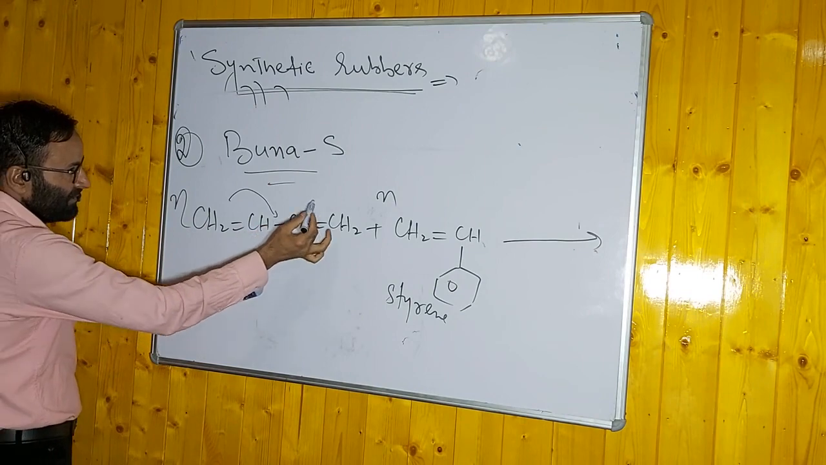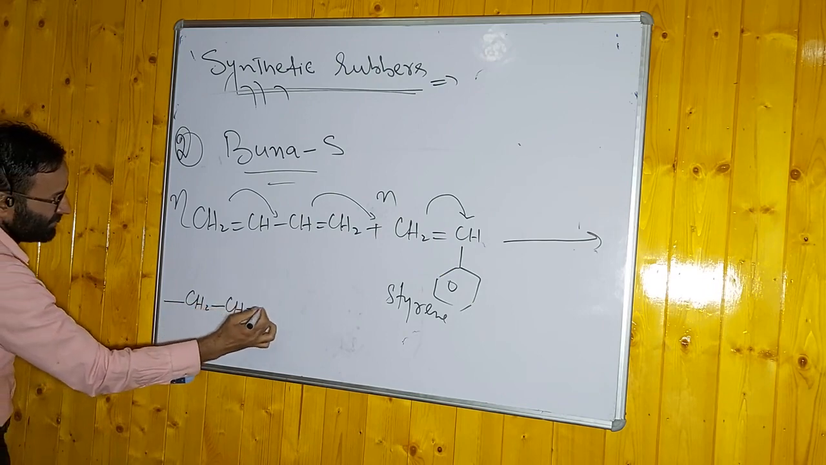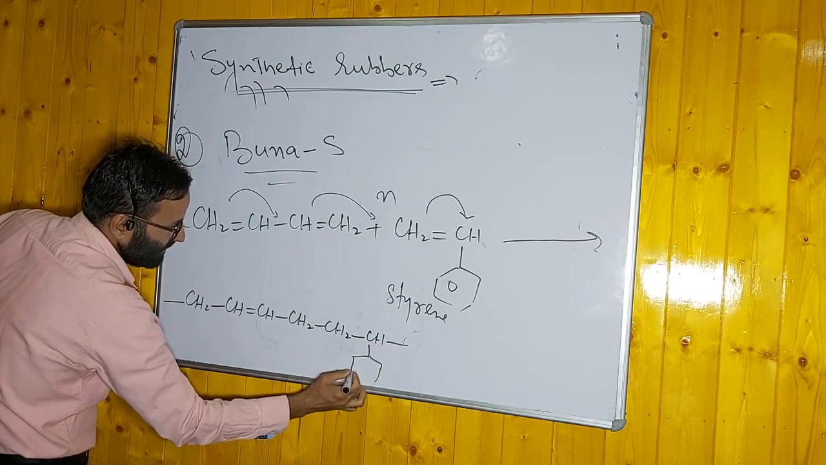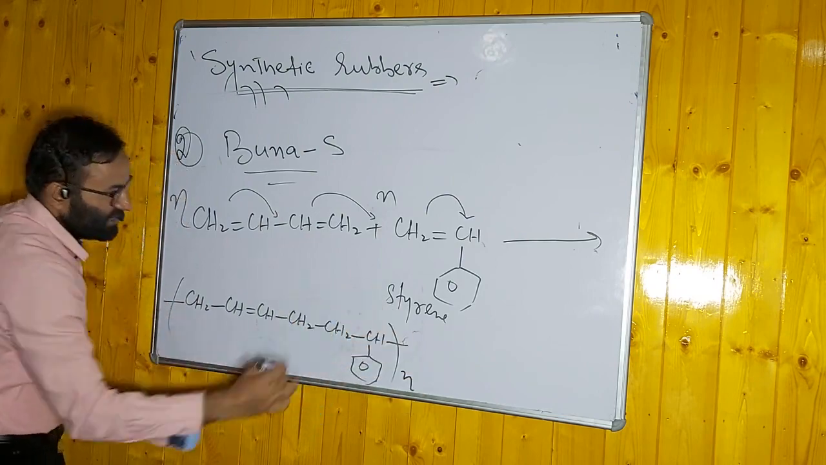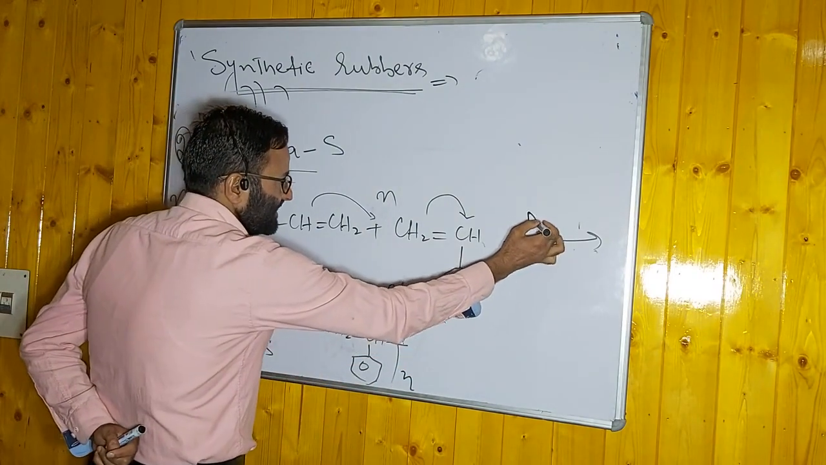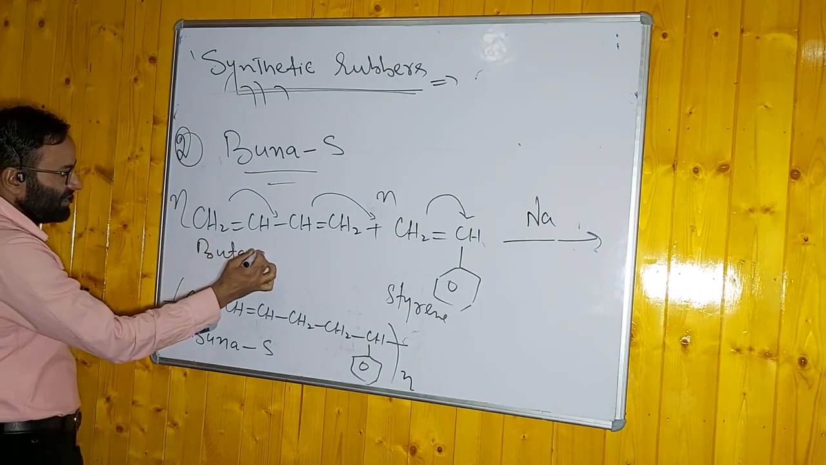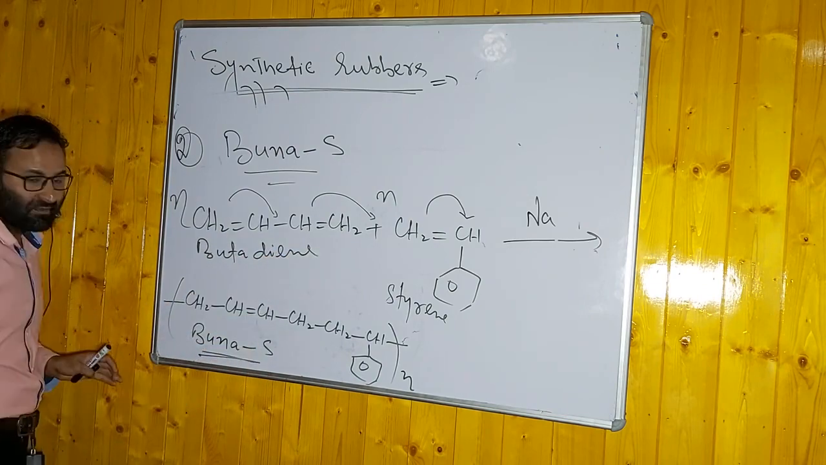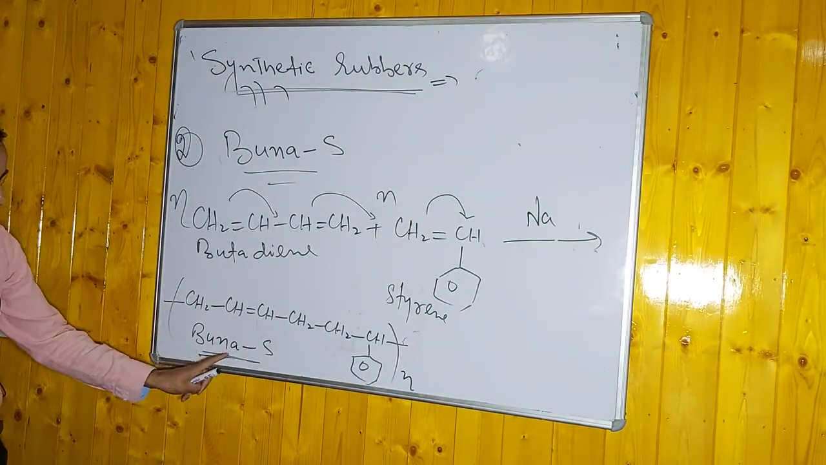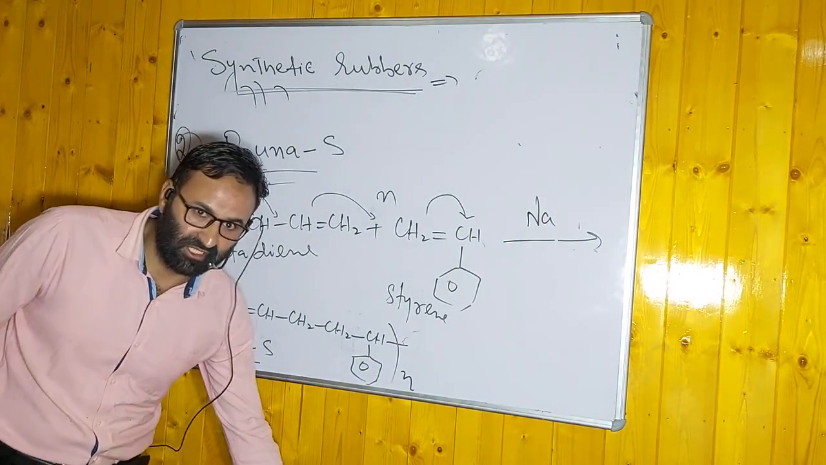The bond will shift here. You will have CH2, single bond CH, double bond CH, CH2, CH2, CH, and a benzene ring. Remember this point. This is butadiene styrene rubber. The polymerizing agent is sodium, and it is popularly known as Buna S. Remember, Bu stands for butadiene, S stands for styrene, and Na stands for the sodium polymerizing agent.